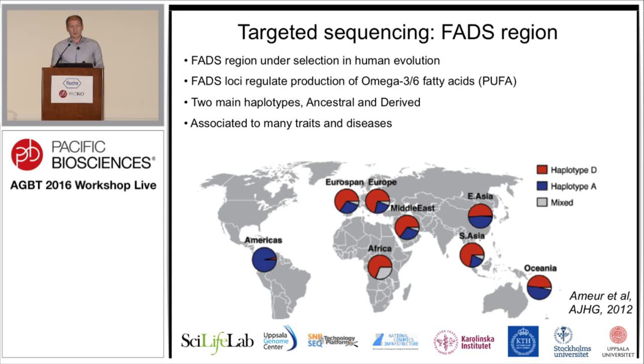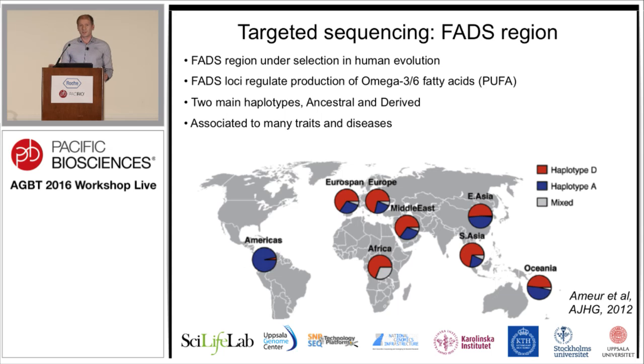And what we've seen is that there are two main haplotypes present in the human population. So there's one ancestral haplotype, and then there's one derived haplotype, which can do this conversion more efficiently. And also this region has been associated to many different traits, like lipid levels in the blood, and also diseases like cardiovascular disease and inflammatory diseases. And you can see also that there is a geographic distribution of these alleles across the world.